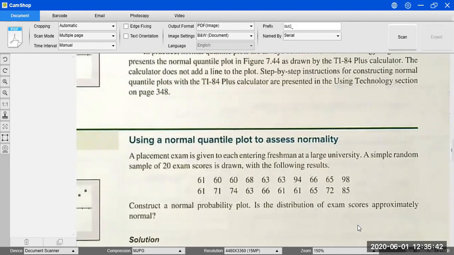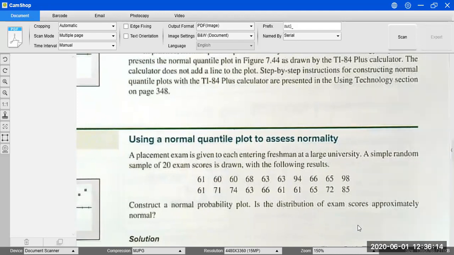A placement exam is given to each entering freshman at a large university. A simple random sample of 20 exam scores is drawn with the following results. So we have another data set. Now we're going to construct a normal probability plot. We're going to use a normal quantile plot, and we're going to decide whether that's a normal distribution or not. That's the sample. So we're going to see the results here.